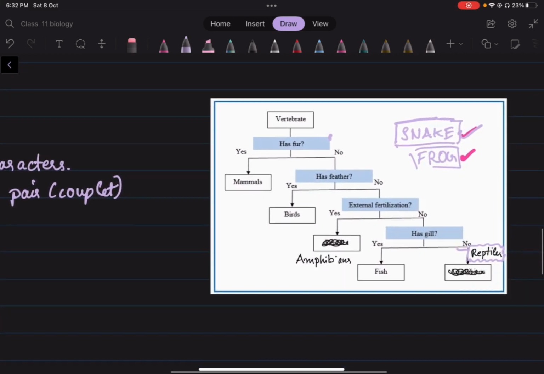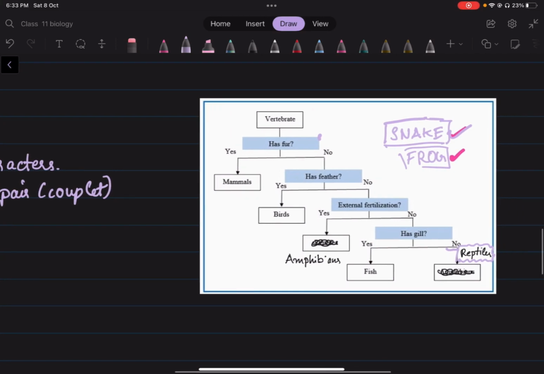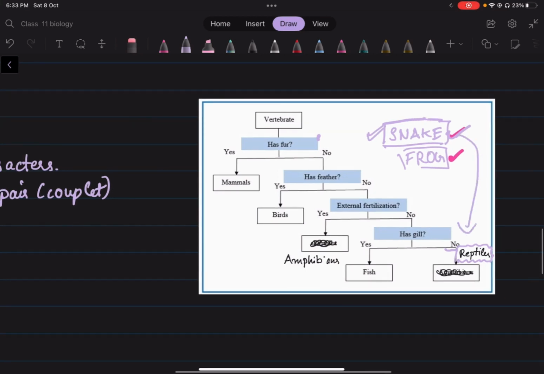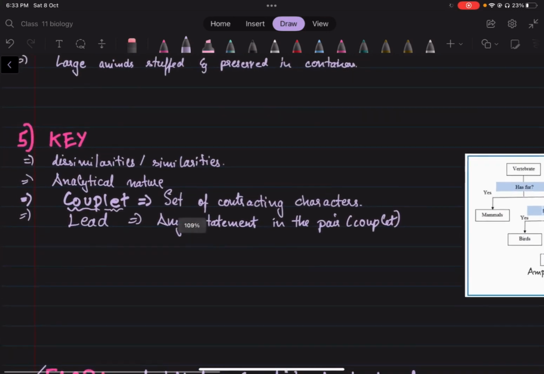The next lead was that it does not have a feather. The next lead was it does not exhibit external fertilization. The next was it does not have gills. So these were all the leads that led us. That's why it's called lead. Okay, so that's why it led us to the matching class, that is the reptiles. So this was about key.